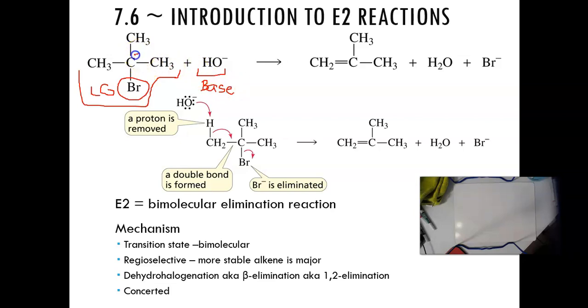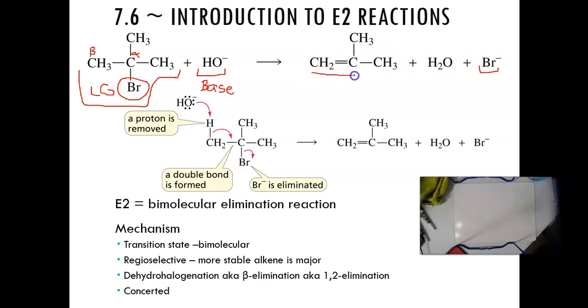So the carbon where our leaving group is attached is our alpha carbon, and then this one actually has 3 different beta carbons, but they're all equivalent, so we can think of it as any of them. And as a result, we're going to create an alkene. Our base is now bonded to that hydrogen that has been removed, so it's now a water molecule. And we have our leaving group over here as well.